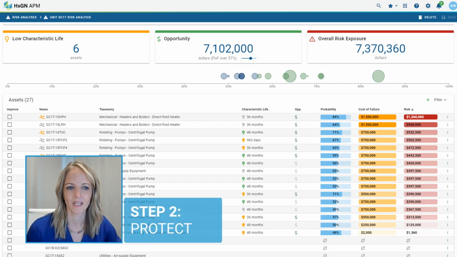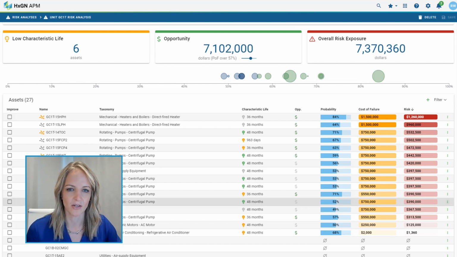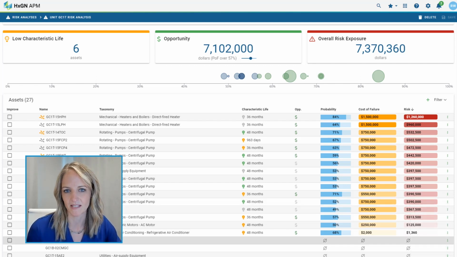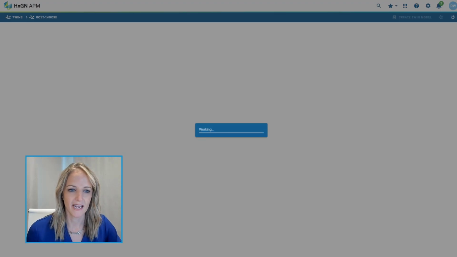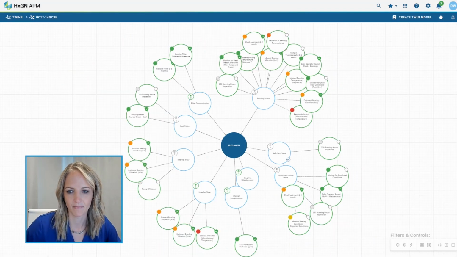So once you've done your risk assessment and you've identified which assets are demonstrating the highest level of risk exposure for you, step 2 in the process is protect. How do we put in place strategies that actively mitigate risk and protect your assets from unforeseen failures? So we do that by applying an asset strategy or an asset twin to those pieces of equipment. So let's take a look at what I mean by an asset strategy.